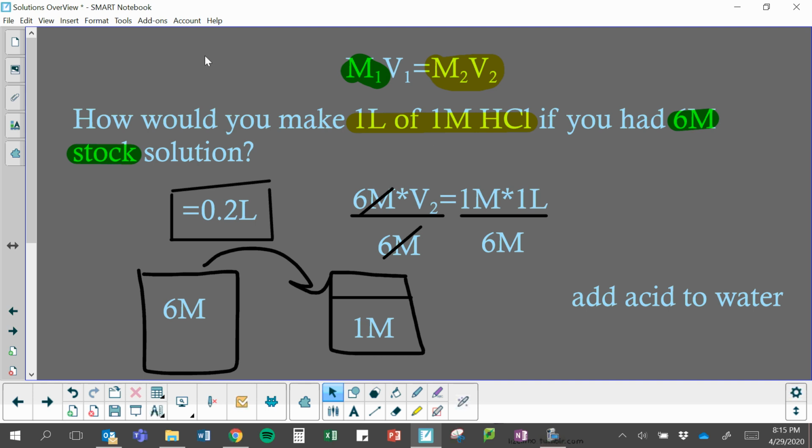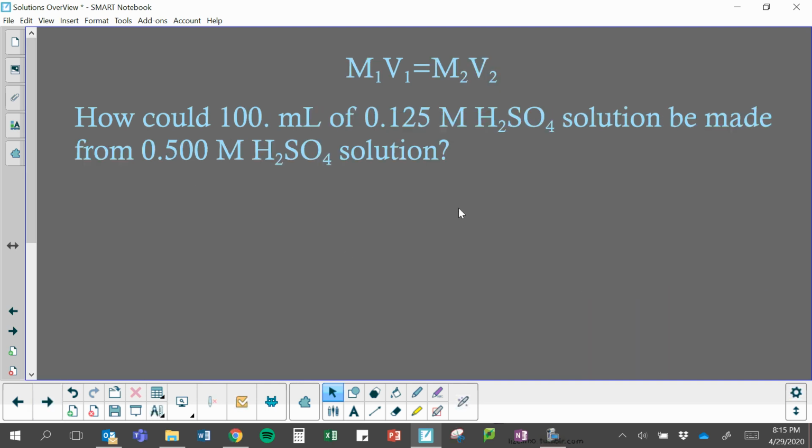But we still just use this simple equation, which is really like a ratio, to figure out how much we're going to add to make our solutions. We'll do one more example of this. Okay, how could 100 milliliters of 0.125 molar H2SO4, so sulfuric acid solution, be made from 0.5 molar sulfuric acid solution?